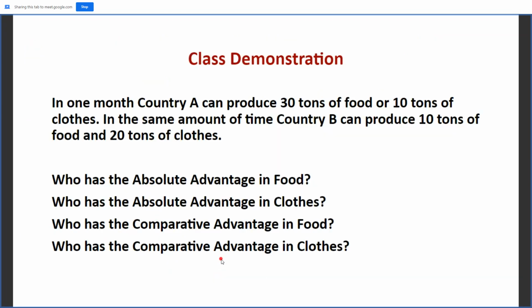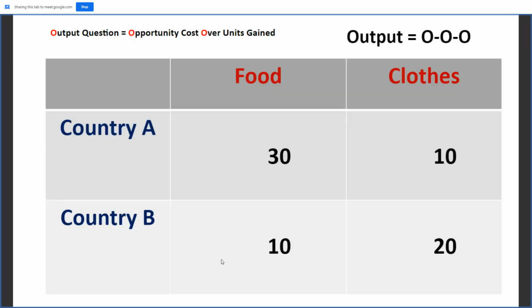So here's a situation. In 1 month, country A can produce 30 tons of food or 10 tons of clothes. In the same amount of time, country B can produce 10 tons of food and 20 tons of clothes. We can solve out each one of those per unit opportunity costs to determine our responses, but that could take a lot of time. Why not just drop it in a table?